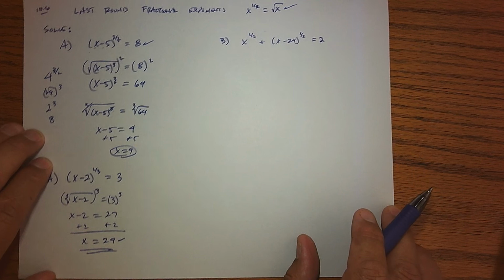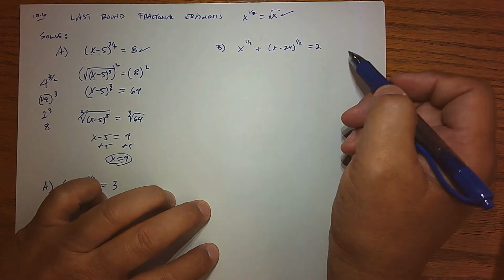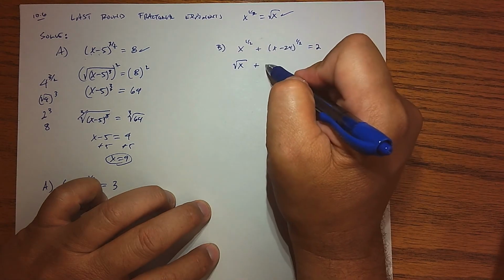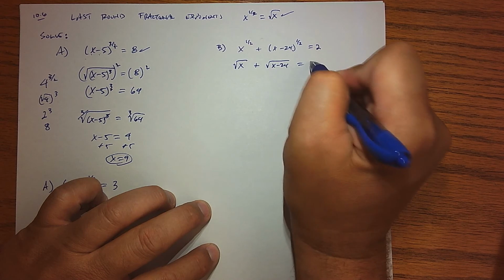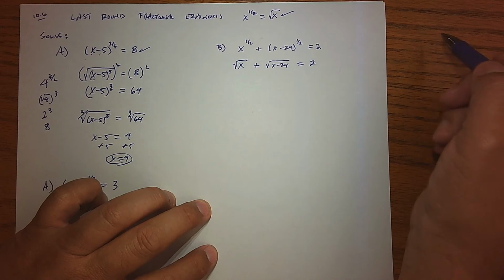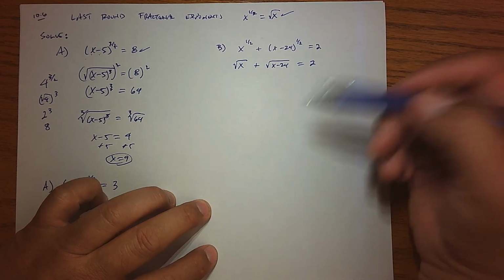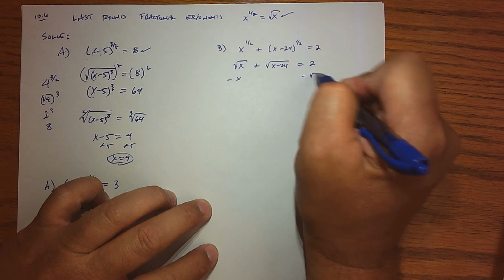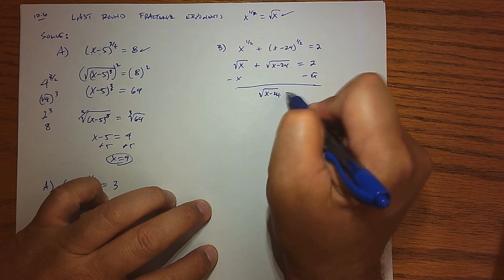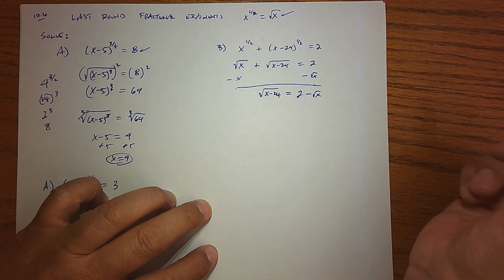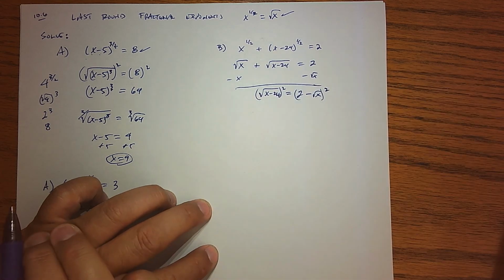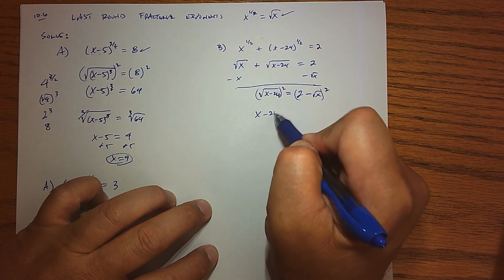Last but not least, over here we have 2 fractional exponents. So we're basically looking at the square root of x plus the square root of x minus 24 equals 2. So we essentially have an equation with 2 radicals in it. So what do we do? We isolate one and just go through our work. How about we subtract that one, and we get the square root of x minus 24 equals 2 minus the square root of x. To get rid of this radical, I will square it. And whatever I do to one side, I have to do to the other. So we end up with x minus 24.